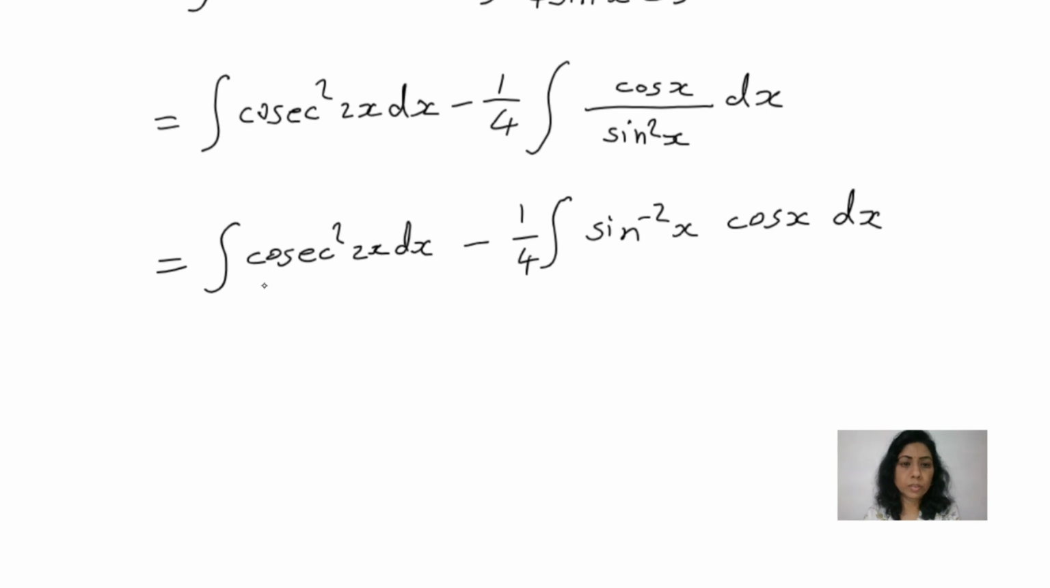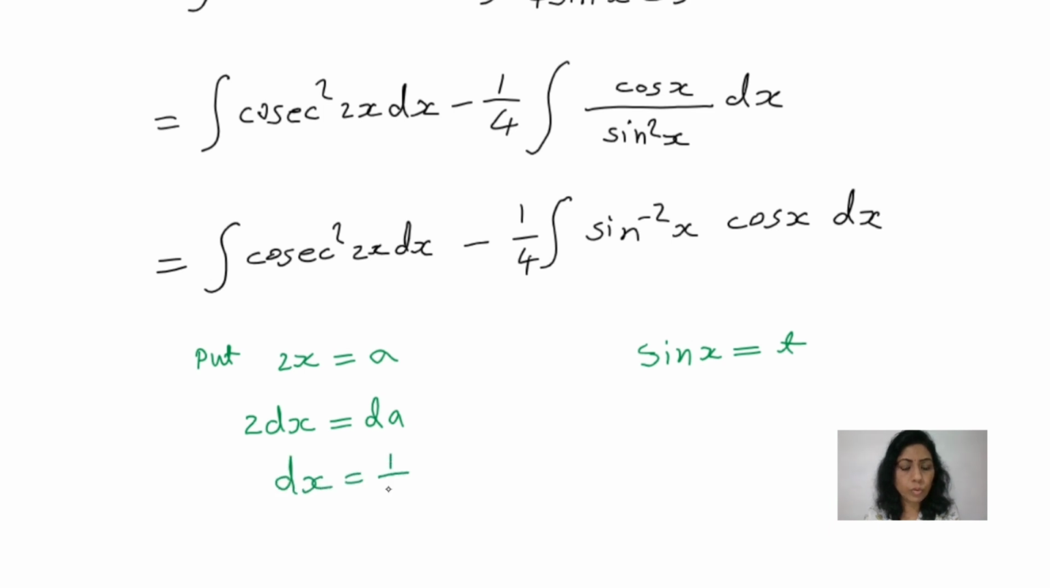We use the substitution method here. So here put 2x is equal to a, and here sin x is equal to t. So when we differentiate here, we get 2 dx is equal to dA, but here only dx, so dx is equal to 1 upon 2 dA. And here when we differentiate, we get cos x dx is equal to dt.